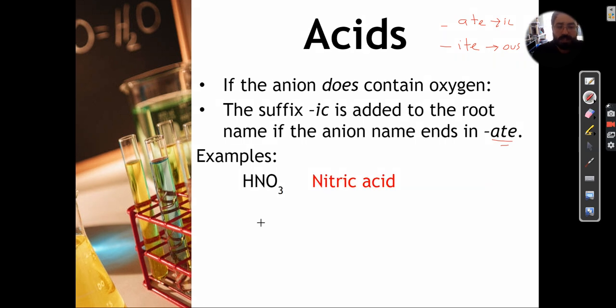All right, so how do we use that mnemonic device? Well, when we see something like HNO3, pretend you don't see this. You know H is an acid, so we got to follow the rules. Then we check, oh, there's an oxygen.